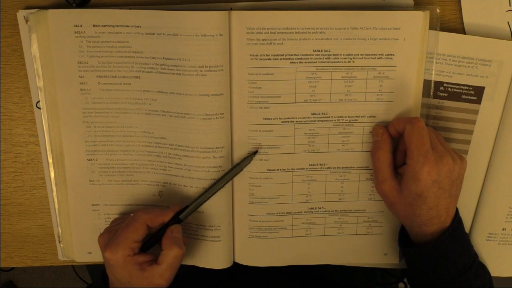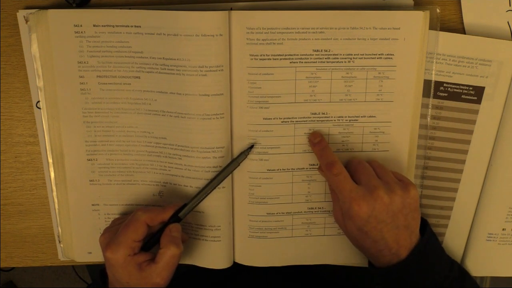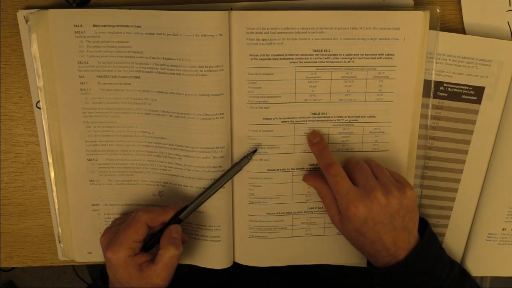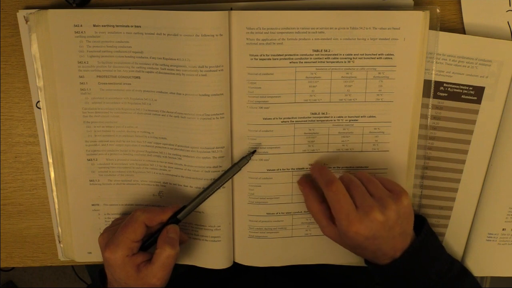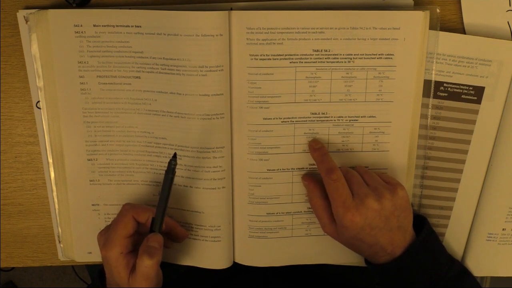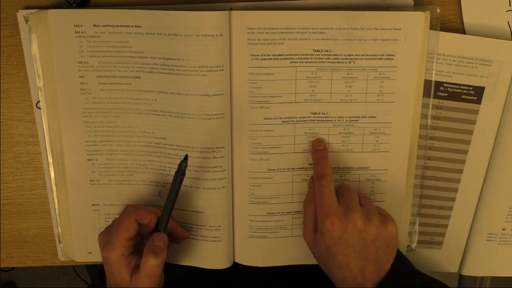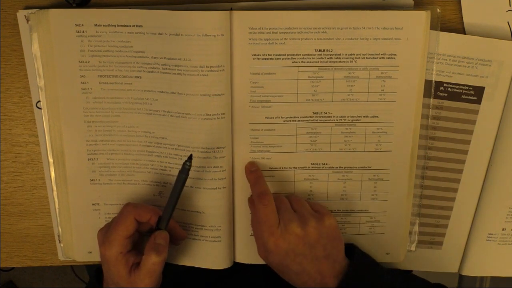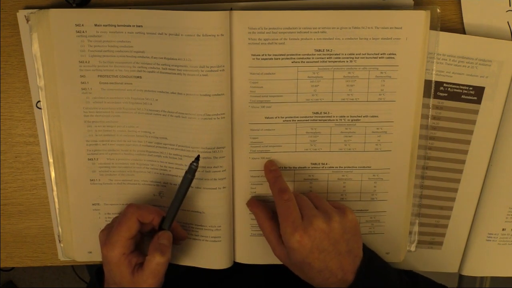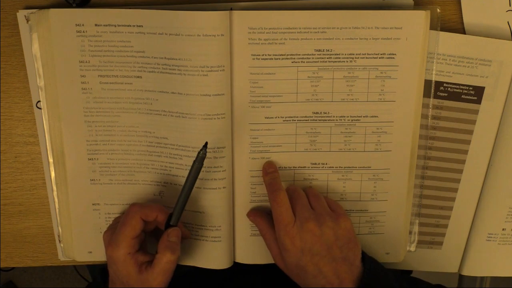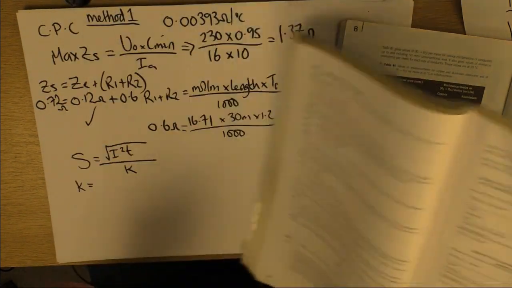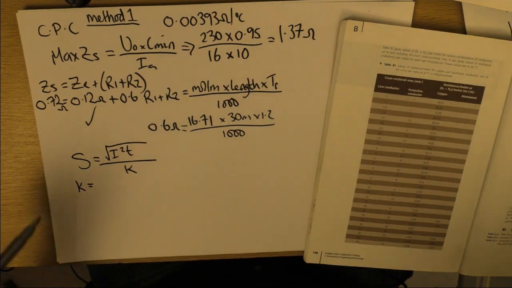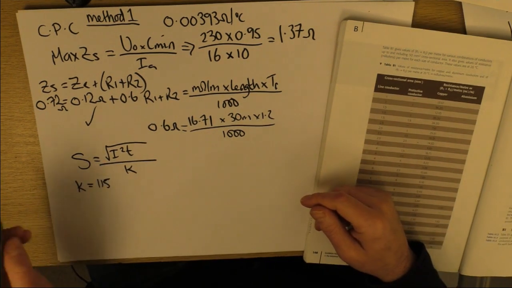We need to know the material of the conductor, which we do, copper. We need to know what the insulation limitations are, in this case 70 degrees. And it gives us a value here, so 115/103. But there's a little star there, so let's have a look at what that says. It says above 300 millimeters squared. Well, ours isn't, is it? So that means we're using 115. So our K is 115.